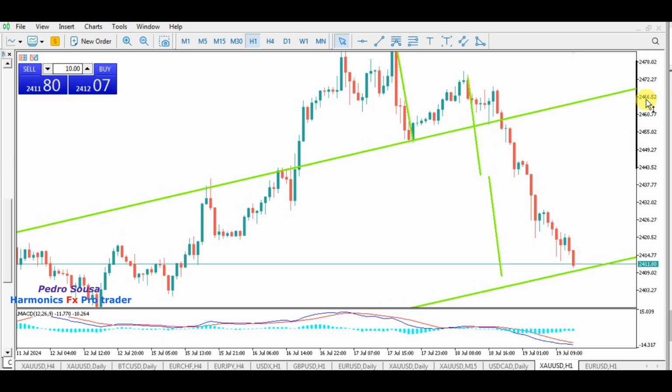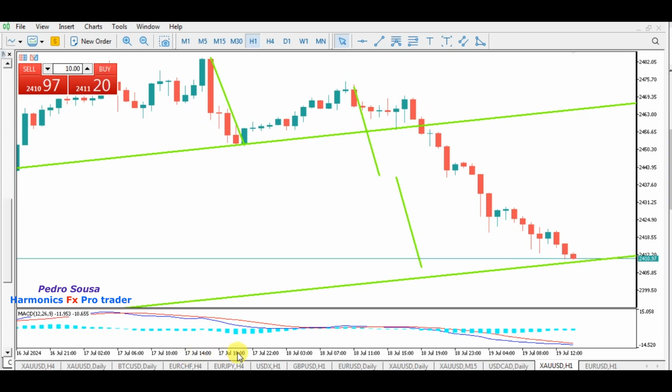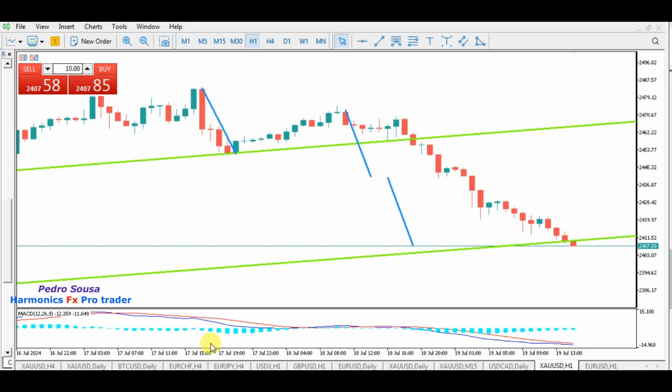So bounce from there with a tight stop. You really want to trade these bounces with a tight stop, especially if you're trading gold. Gold can be quite volatile and can move quite fast as well. A little bounce has happened from this area, and then after that price breaks down.